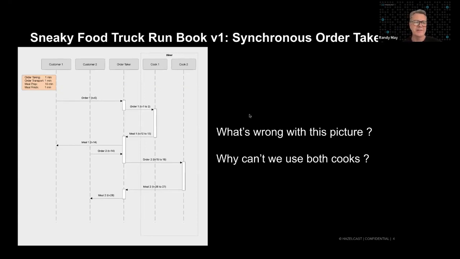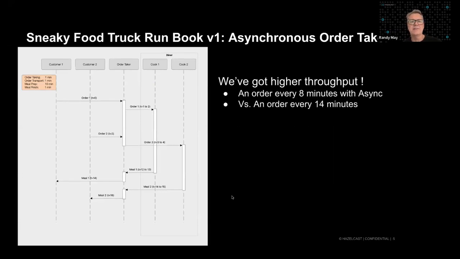All right, you can probably spot what's wrong with this picture. We're going to save the questions for the end, but we haven't even used both cooks at the same time, and that's analogous to your system not even being able to use all the CPU that you have on it. You can't go any faster. The reason is that the order taker is behaving synchronously. The order taker is actually waiting for his request to come back before he does anything else. So that's the problem. How could we change it?